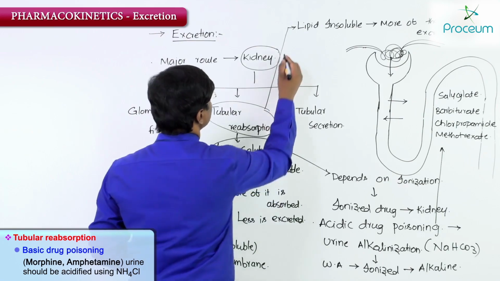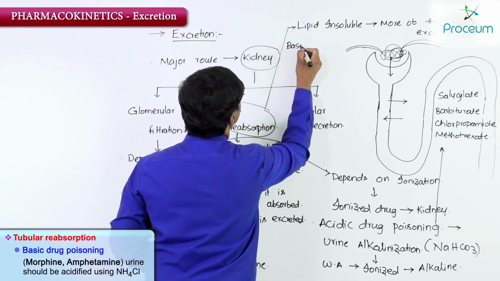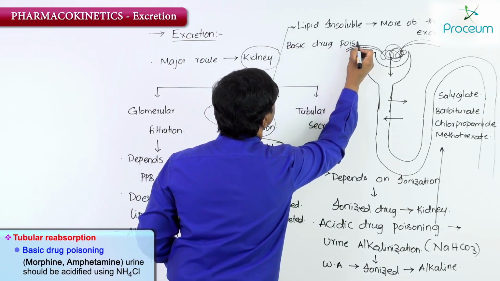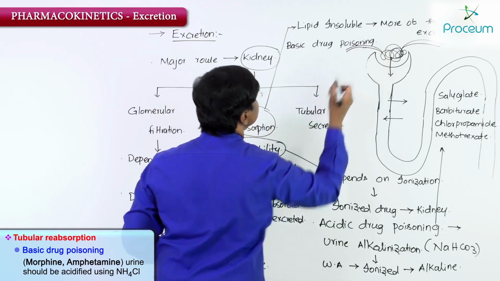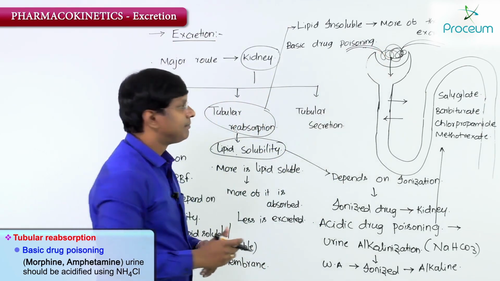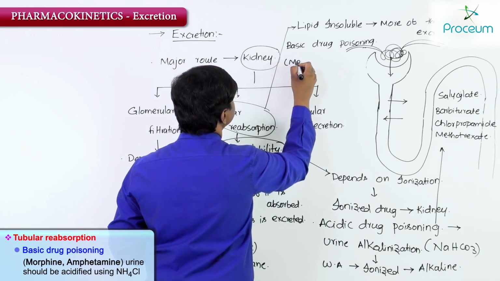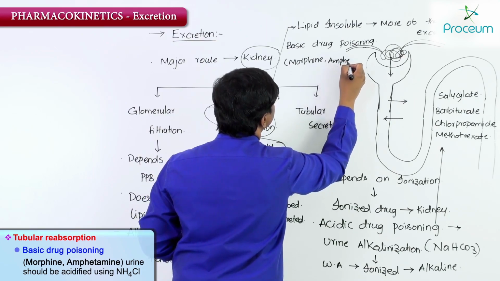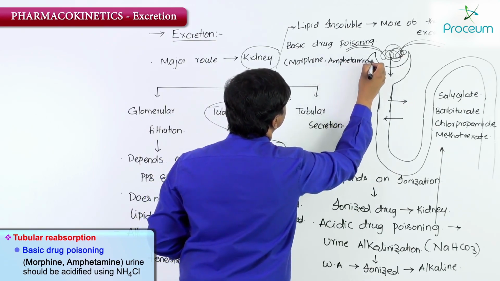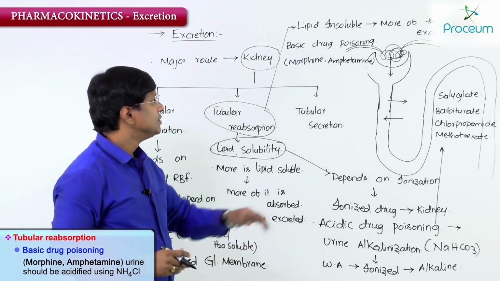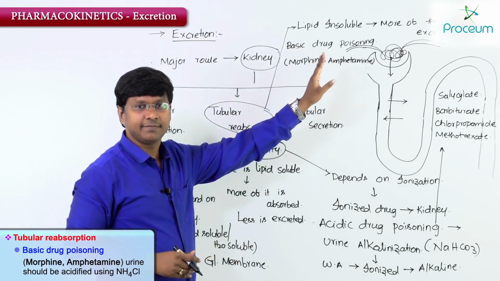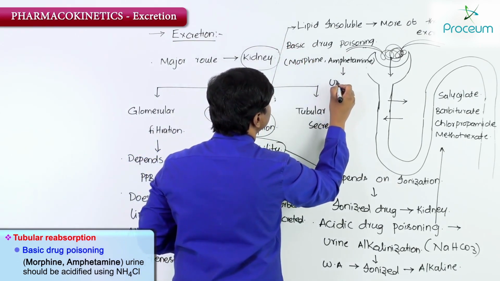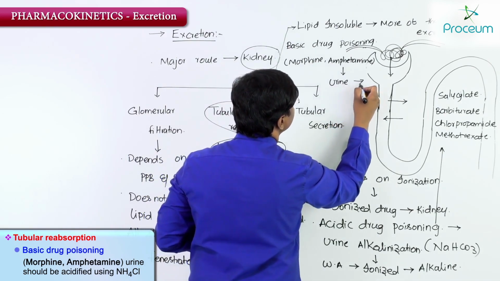Whereas in case of basic drug poisoning, alright, what is your basic drug poisoning? The examples include morphine and as well as amphetamine. So in case of morphine and amphetamine poisoning, which are the basic drugs, the urine should be acidified.